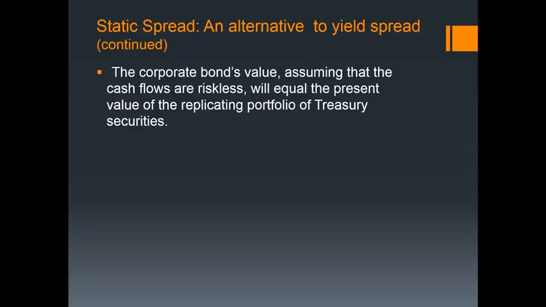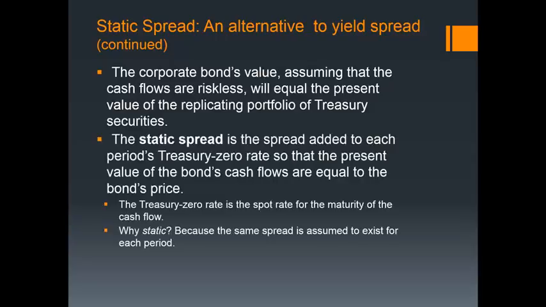If we first assume that the corporate bond is riskless, then we should be able to use the Treasury spot rate curve to value this bond. If the corporate bond is not riskless, as is most often the case, what we want to do is use the spot rate curve, but add basis points to the yield at each cash flow timing, the same amount, and this is called the static spread.